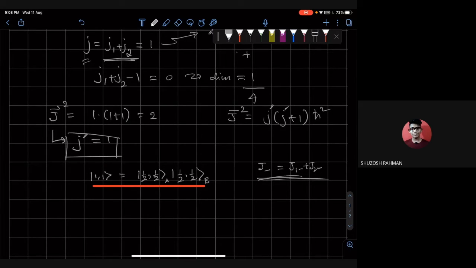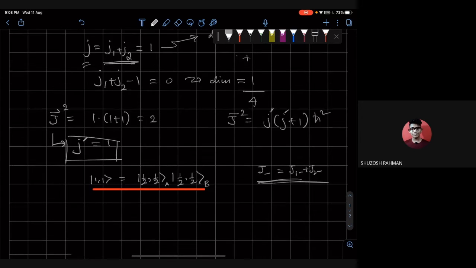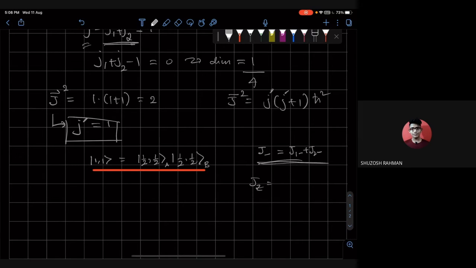So that also means that Jz is equal to J1z plus J2z, right? Then this is the total angular momentum number, and this is the z component. This is the tensor product of the two spin half states. Exactly. And this one will have to be the addition of this half plus this half, right? Now I got it.